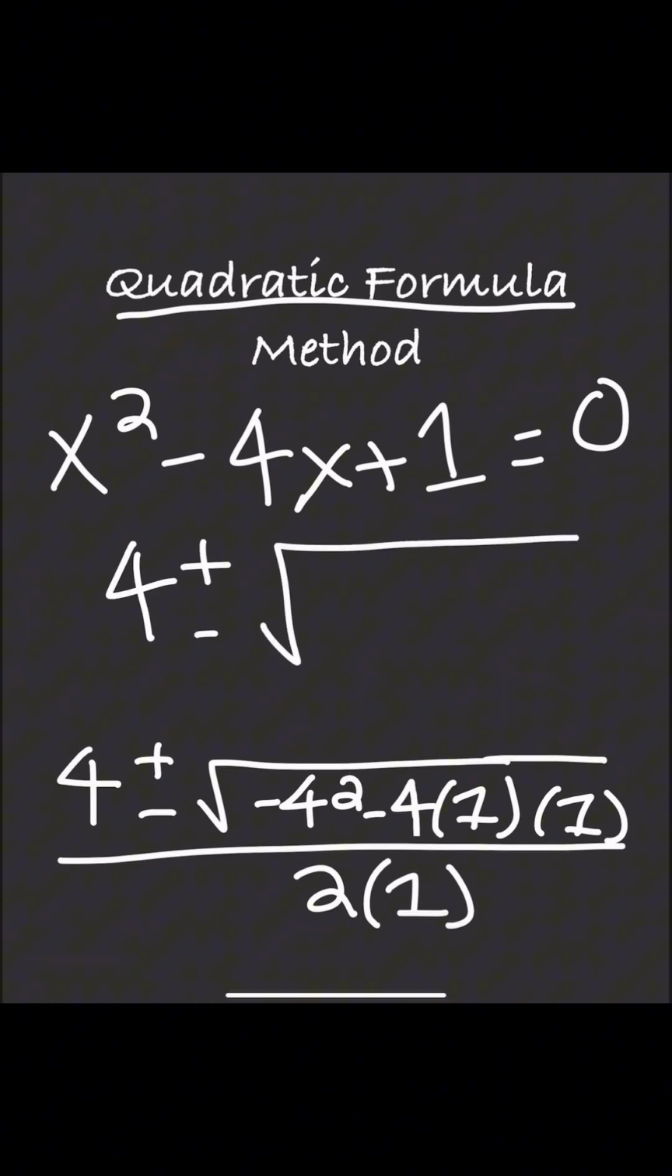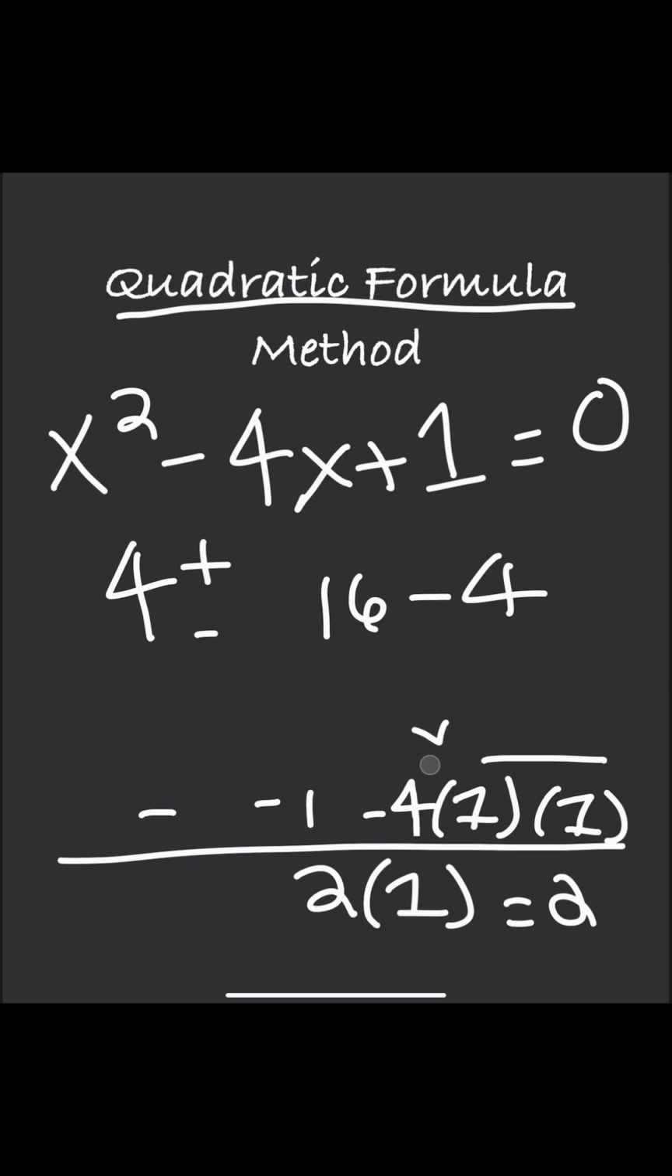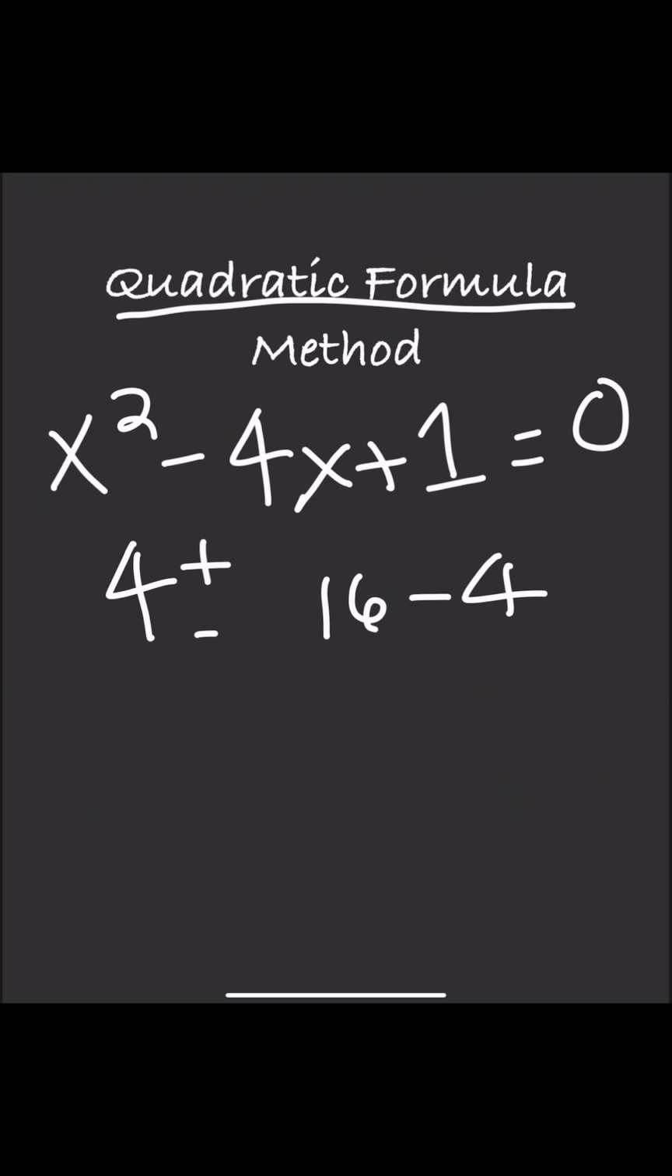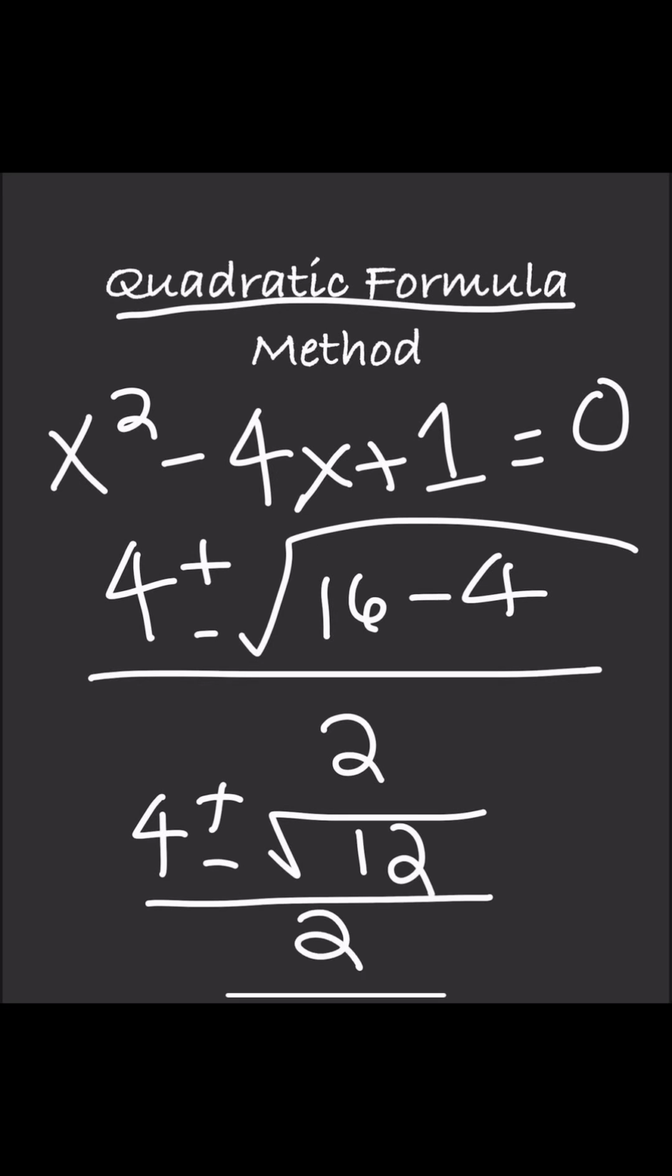So we have 4 plus minus square root of 16, because no matter what, it's still going to be positive 16. Negative 4 times 1 is equal to negative 4. So we're going to have 16 minus 4, which is 12. 2 times 1, which is 2, is going to give you 4 plus minus square root of 12 over 2. And so what I want you to do with this is simplify more. And then you are going to solve with your numbers.